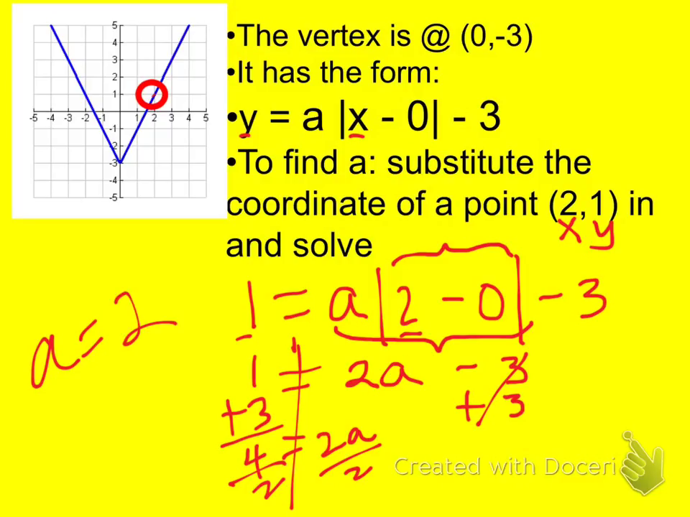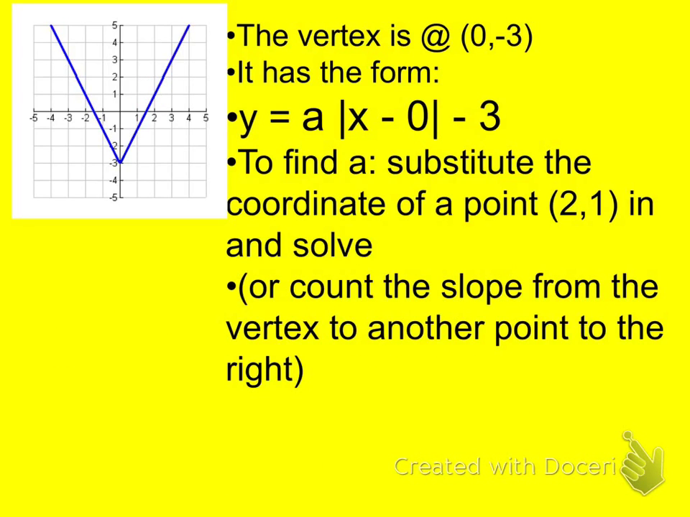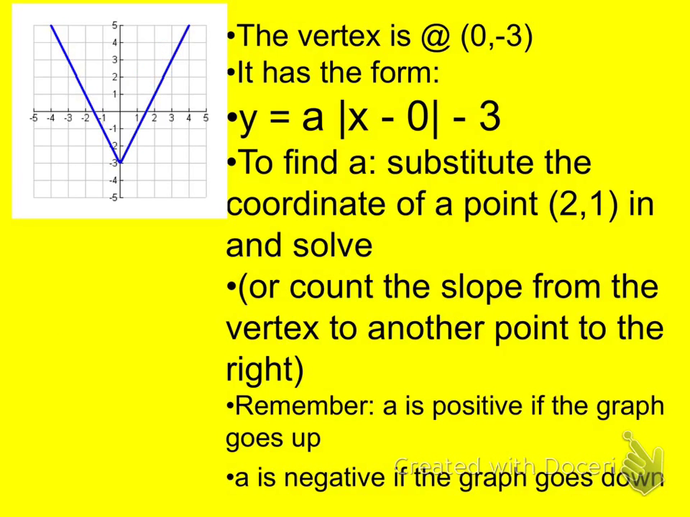and I see that my a is actually equal to 2. Now, if you didn't want to do that, and you have a pretty good-looking graph, you can actually just count the slope. I can find any point on this graph. In this case, I see that we can start there if we want to. And I rise up 2 and run 1. That's also another way to do it. And I see that the slope a is actually 2 over 1, which is 2. So that might be easier for you.